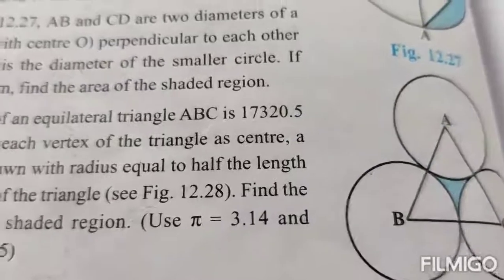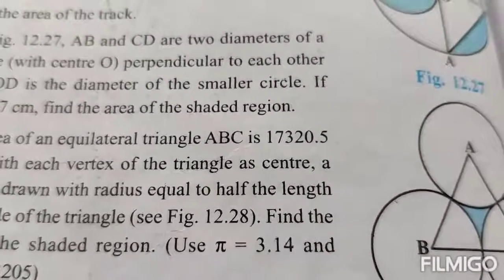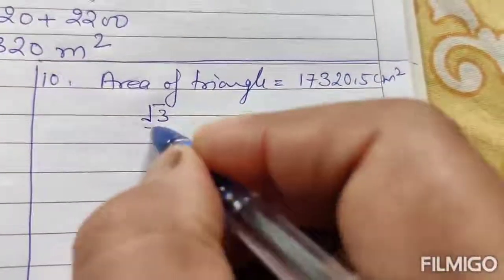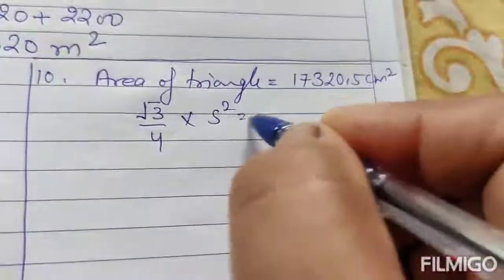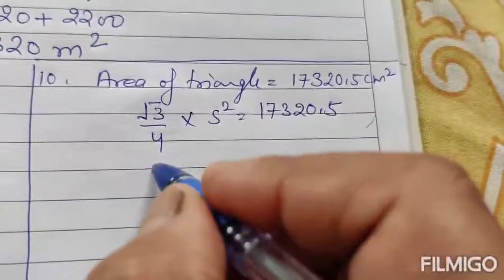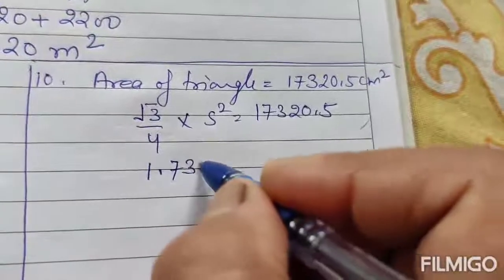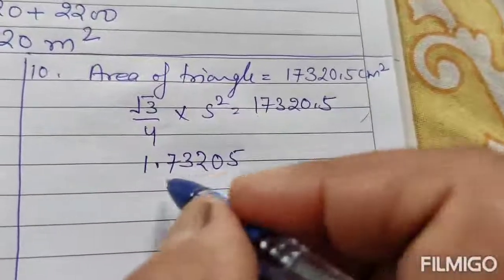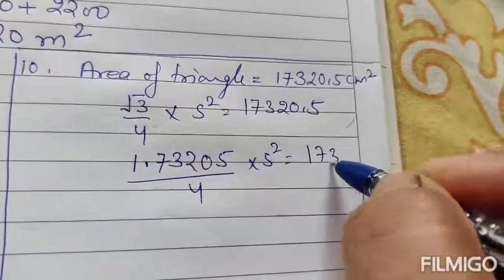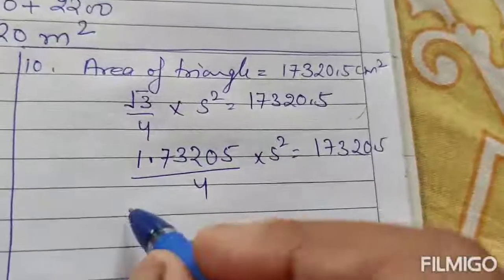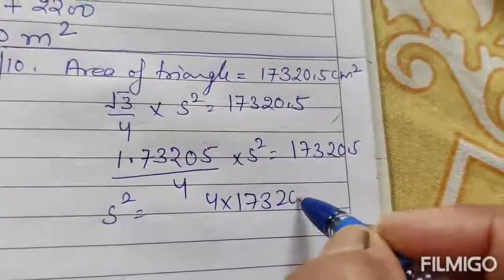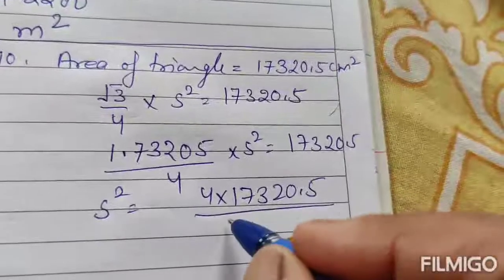The area is given as 17320.5. The formula for the area of an equilateral triangle is root 3 by 4 into side square, equal to 17320.5. And root 3 value is 1.73205, so 1.73205 by 4 into side square equals 17320.5. Now solving this, side square equals 4 into 17320.5 by 1.73205.